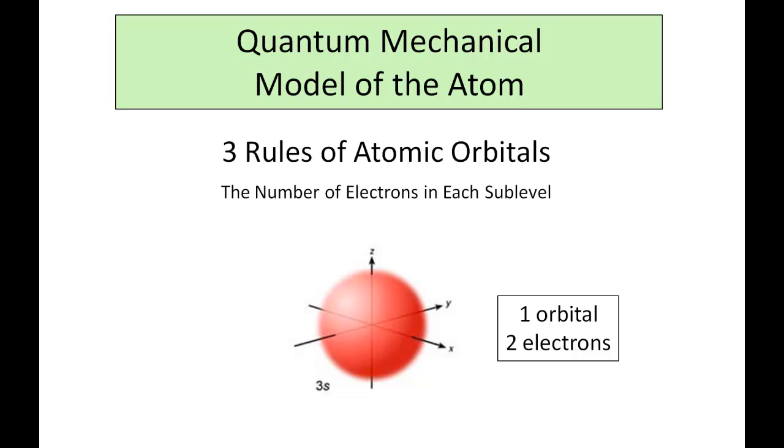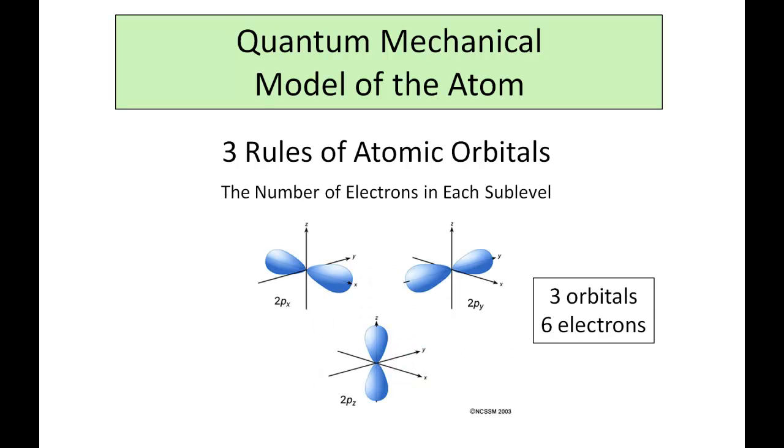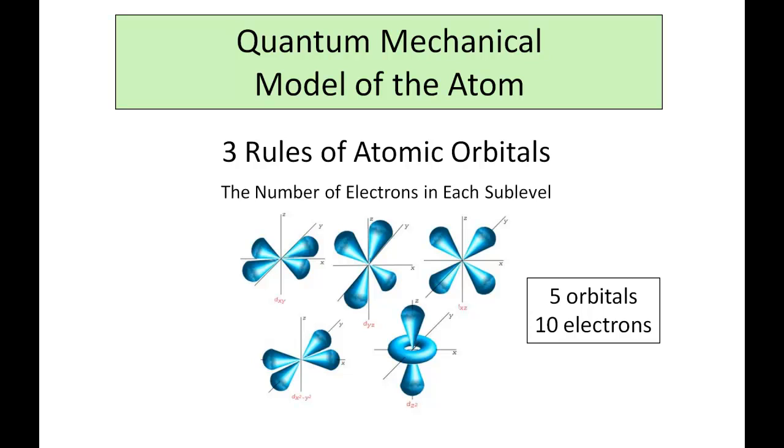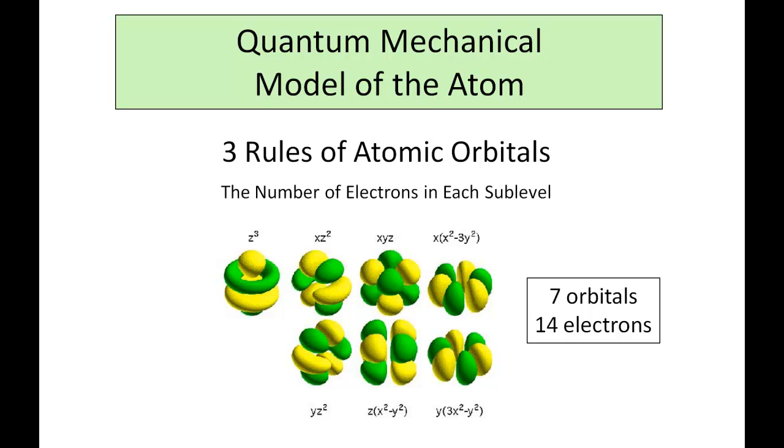Because of this Pauli exclusion principle, and we know we can only have 2 electrons in each orbital, knowing the number of orbitals we can have in each sublevel, we can determine how many electrons are in each sublevel. The s can only have 1 orbital, and it has 2 electrons. The p has 3 different orbitals, thus giving us 6 electrons. The d has 5 orbitals, giving us 10 electrons, and the f has 7 orbitals, giving us 14 electrons.